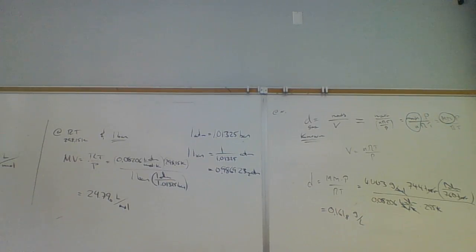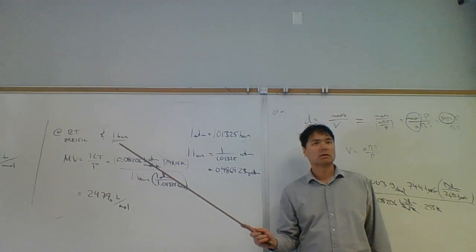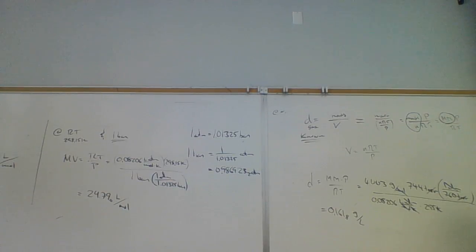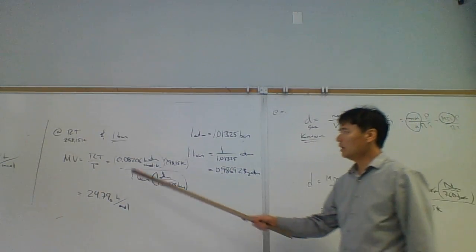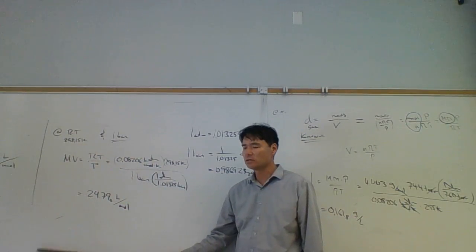Now, if we work under conditions of standard temperature and standard pressure, what is it? All right, so standard pressure is 1 bar. It's the same as this. But what is standard temperature? Standard temperature is 0 degrees C, 273 Kelvin. And so, under standard pressure, which is 1 bar, and room temperature, it's 24.79 liters per mole of gas.